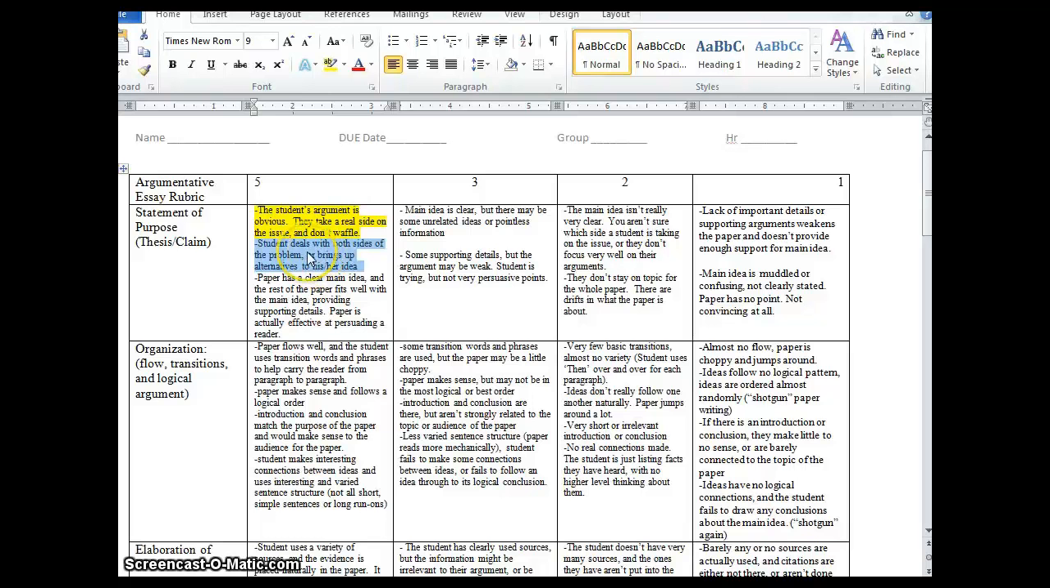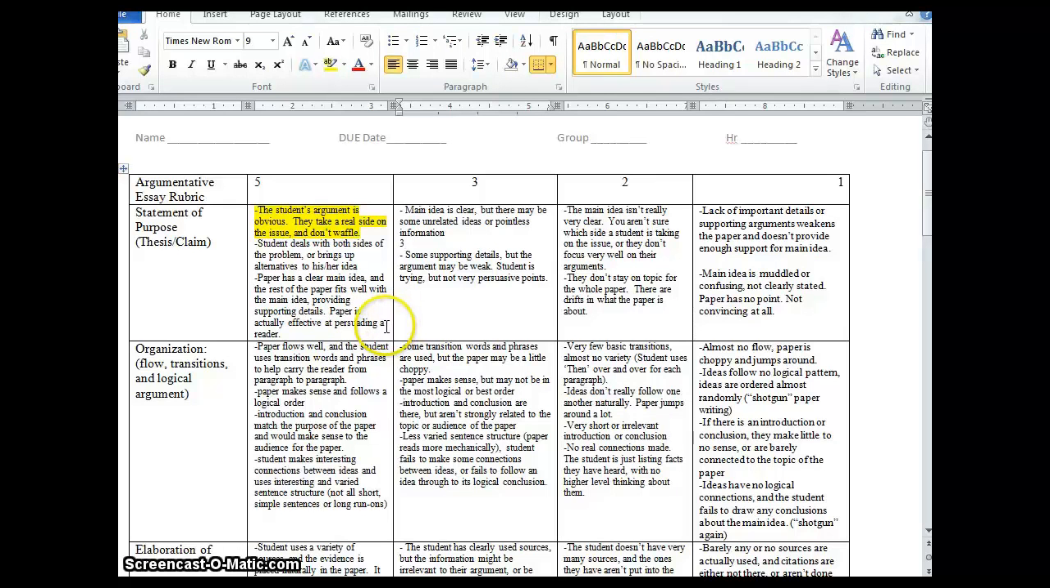So if they don't talk about the other side, then automatically that becomes a 3 because there is no default for this. So let's go ahead and consider that a 3, and we're just going to put a 3 right here to mark that, since there is no highlight option. And then finally, the paper has a clear main idea, and the rest of the paper fits well with the main idea of providing supporting details. Paper is actually effective at persuading the reader.